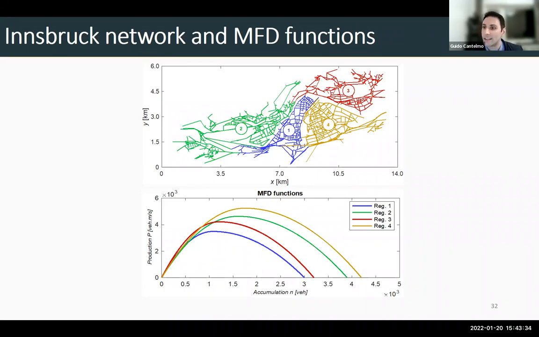So the scale: this network has, I think, around 4,000 nodes. So there you go. Around 2,000 links, if I'm not mistaken. So from 4,000 nodes, we simplify to four regions. So the convenience in terms of computational time and how many different scenarios and options we can model, that's where we are really trying to exploit the MFD.